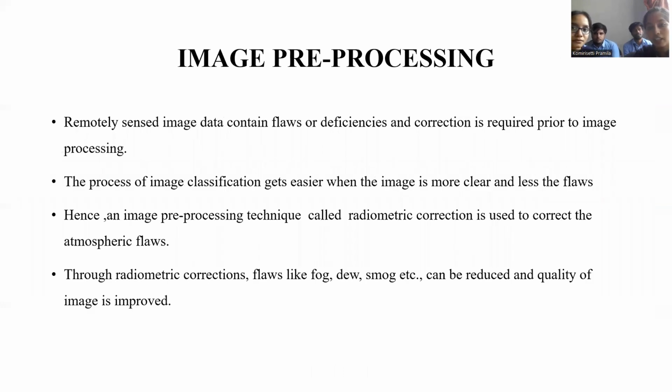Before any image gets into the processing technique, as a remotely sensed image has some flaws and deficiencies, in order to rectify those flaws we are going to perform image pre-processing. As the image has more clarity, it makes our classification process easier. Hence, we use an image processing technique called radiometric correction, which corrects atmospheric flaws. Hence, our classification process becomes easy, and the brightness and quality of our image can also be enhanced through this image pre-processing technique.